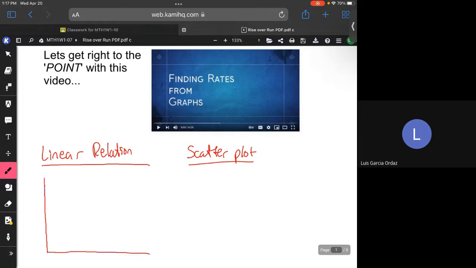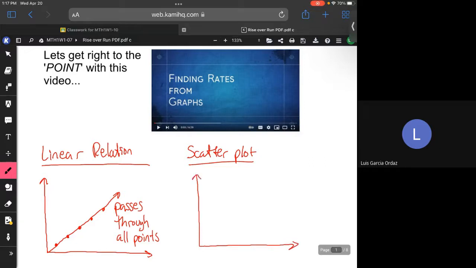Okay. A scatter plot. Can I draw my example? I'm going to draw the example of a linear relation, sir. So a linear relation passes through all points. And then a scatter plot. It's in the word itself. Oh, okay. So like points that are scattered. There we go. Thank you. You don't connect the dots.